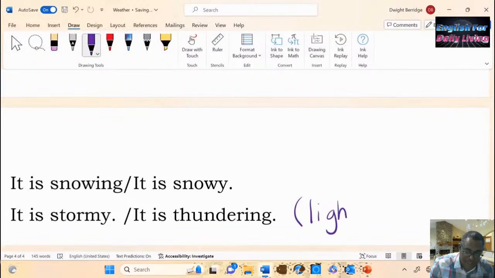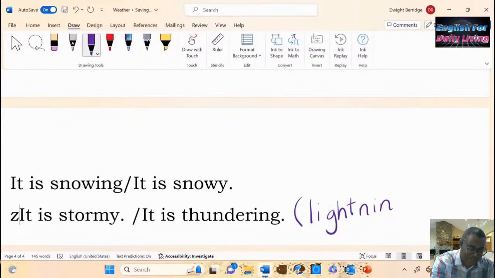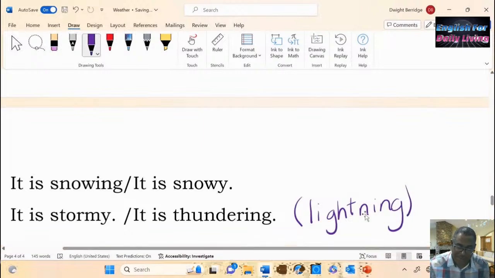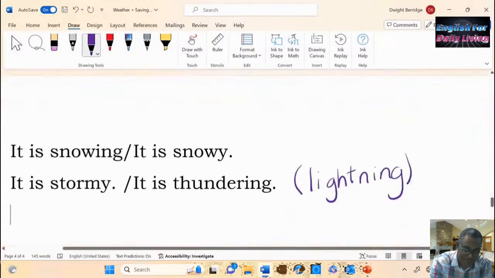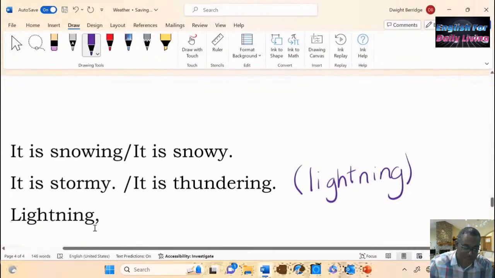So you know the new vocabulary, lightning. We saw light, lightning, in the sky. Okay, all right. Lightning. Is that how I spell it? Let me do a spell check on that very quickly. As for English for daily living, lightning. Right, yes, lightning. Okay, great.